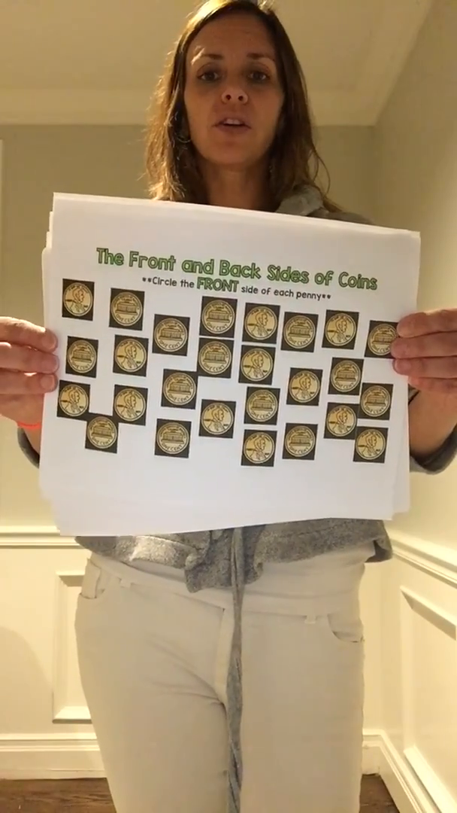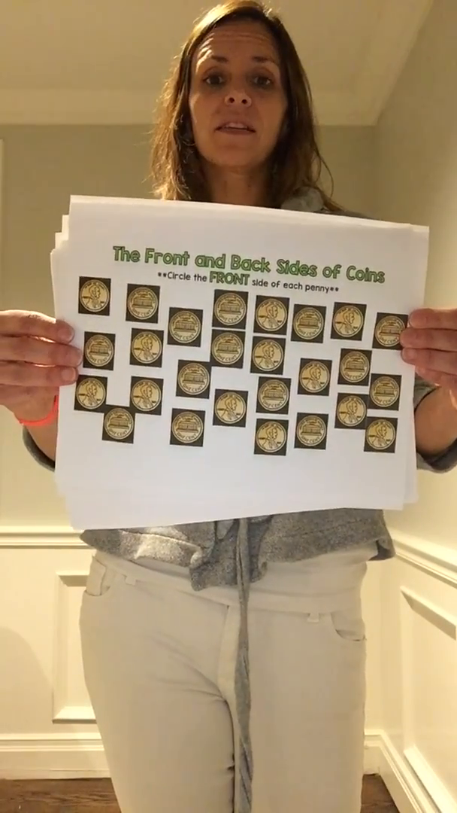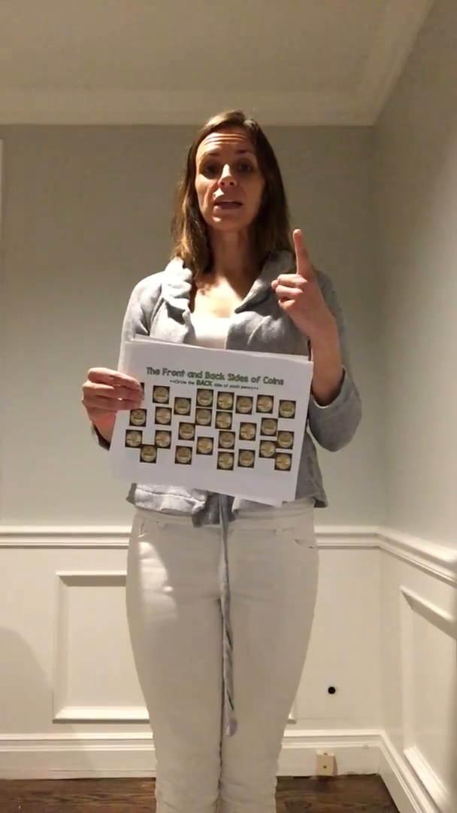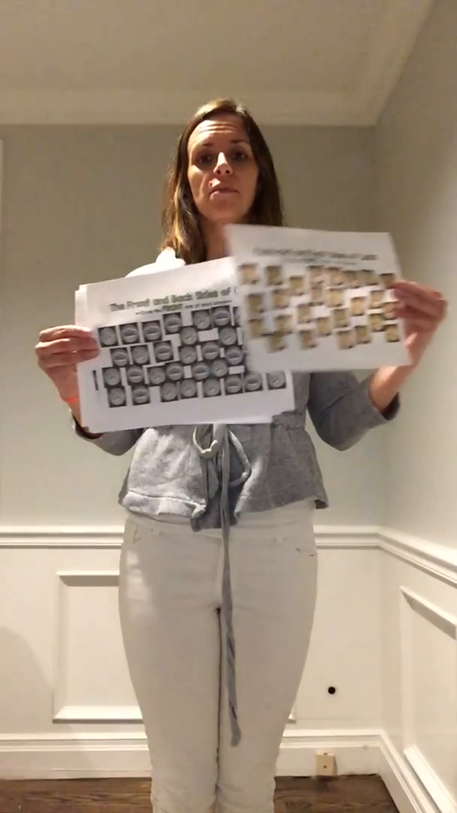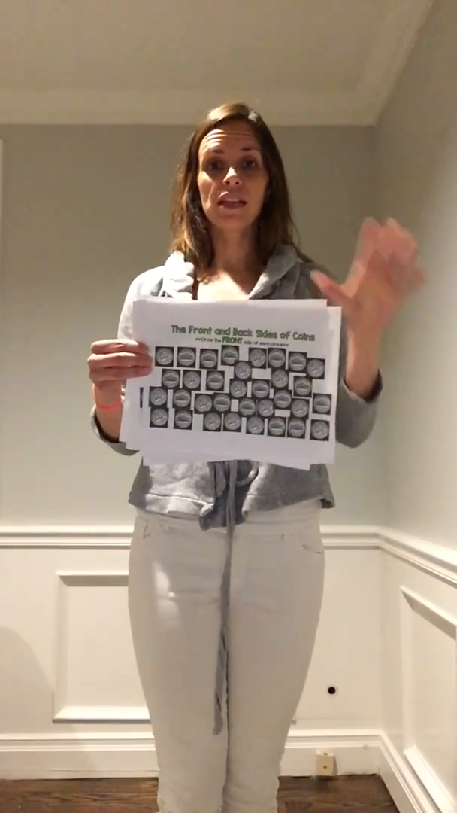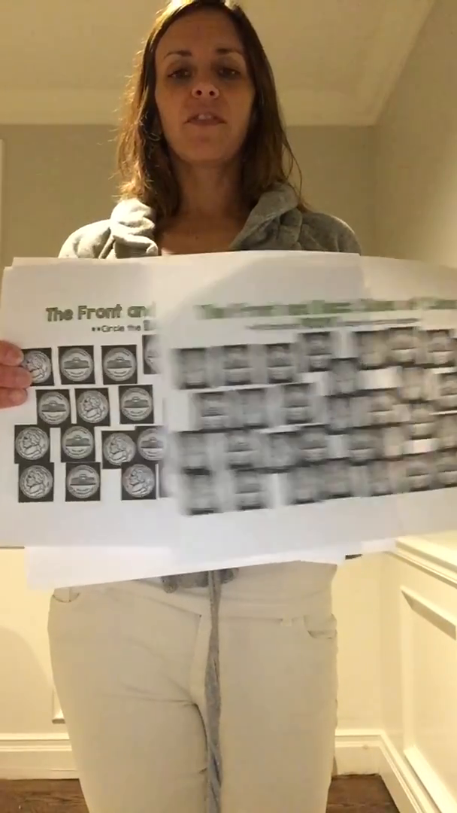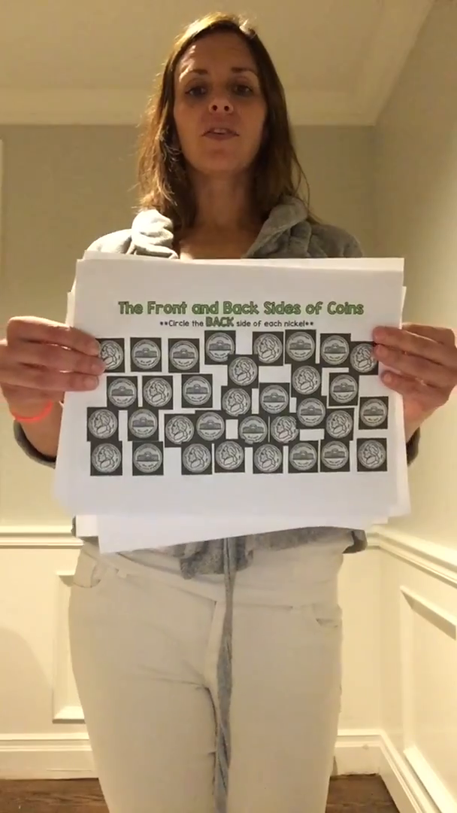So on the first day, all you're going to do is on this page, you're going to circle or just touch the front of pennies. And then you're going to circle or touch the back of pennies. And again, let's talk about how much is a penny worth? 1 cent. And then you're also going to do the same for the nickel, which is worth 5. You're going to just circle or touch the front and the back of a nickel. That's your goal for Tuesday.